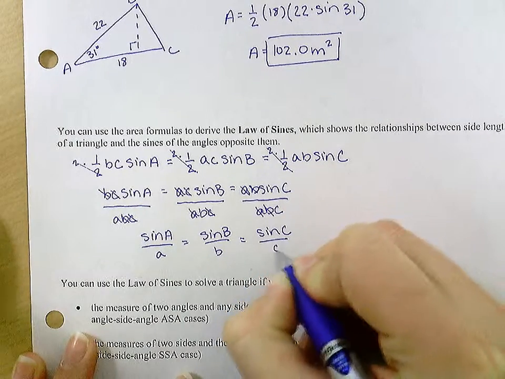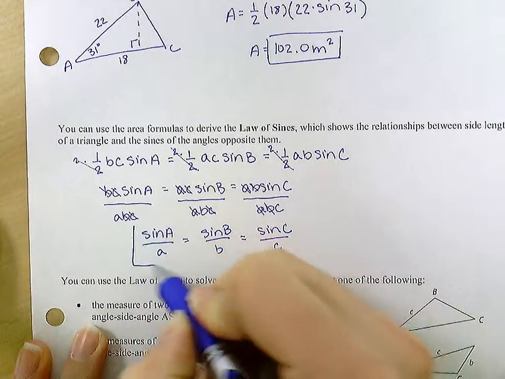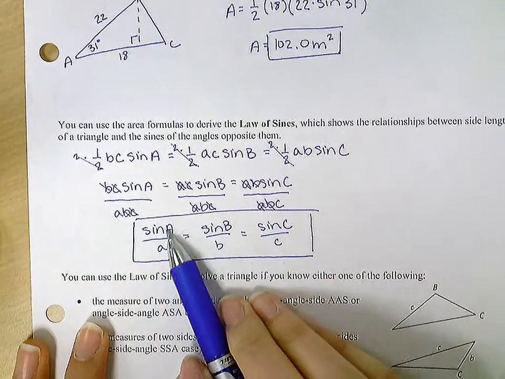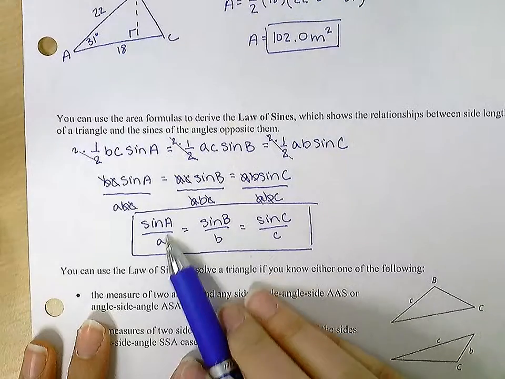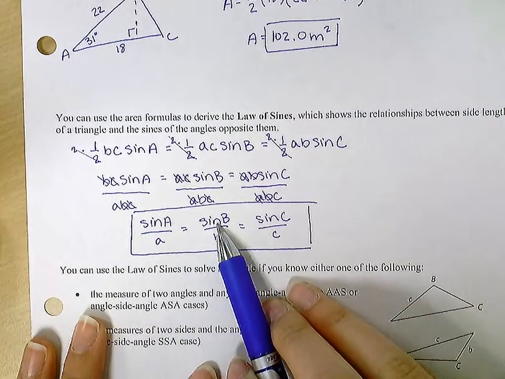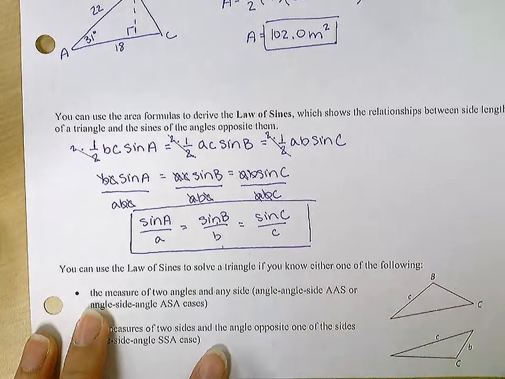C over C. Okay, now again, your uppercase letters are your angles. The lowercase letters are the sides opposite those angles. So this is the law of sines. So if I take sine of angle A, it has to go over its opposite side. Sine of angle B over its opposite side, and sine of angle C over its opposite side.